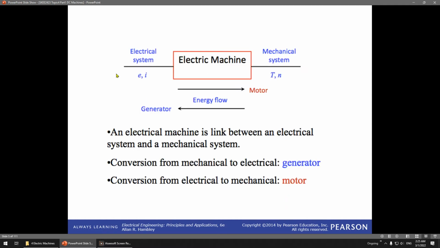So what is a DC electrical machine? Electrical machine is basically the conversion of an electrical system into a mechanical system, which is a motor, and if you flow it the other way around, it is a generator. Electrical machine is the link between the electrical system and the mechanical system. This one I already explained.